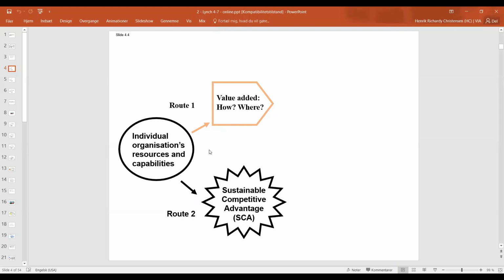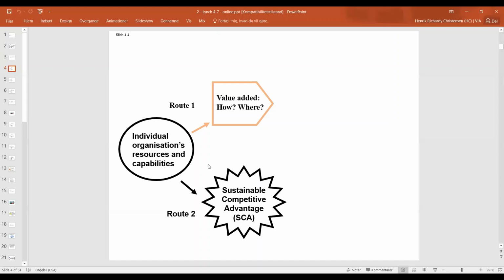So with this little example, I would like to say that an organization's resources and capabilities are pretty much the same. We simply scale it up. So when we look at a company's resources and capabilities, we simply try to, here, route one, identify: can this company add value and where does it add value? That's one approach. And we do it with those resources that we have. And down here, route two: can this company create a competitive advantage with those resources and capabilities that they have?